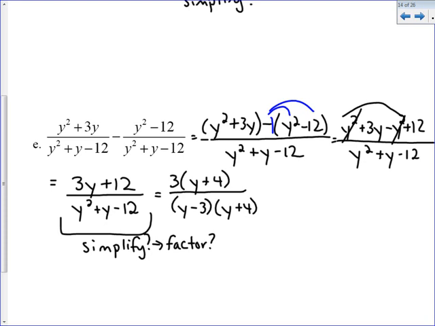So is there anything I can cancel? The y plus 4, both in the numerator and denominator. So I end up with 3 over y minus 3. Can I cancel anything that's there? No, because now we're back to terms. Once you're out of factors, you can't simplify.